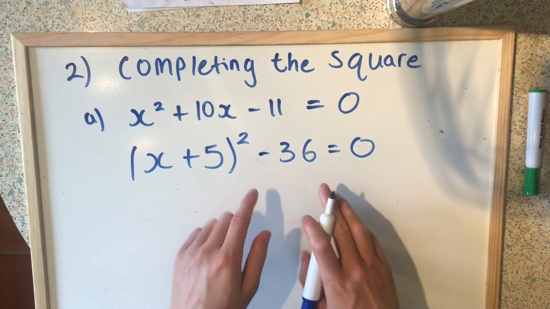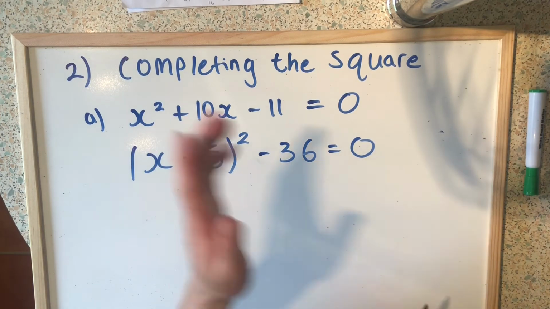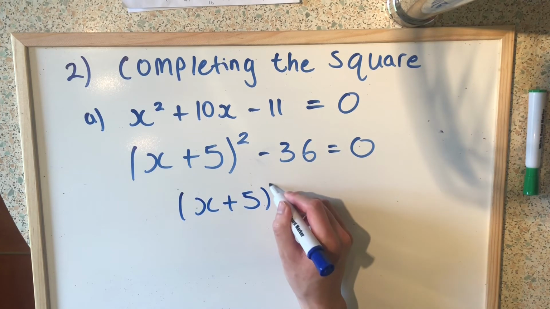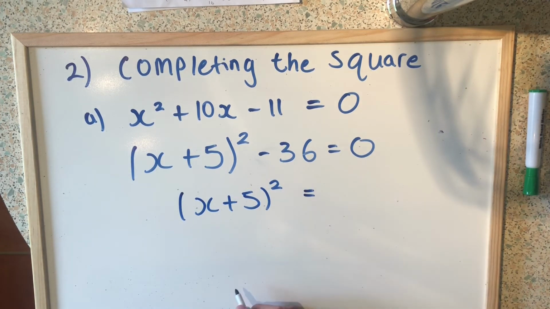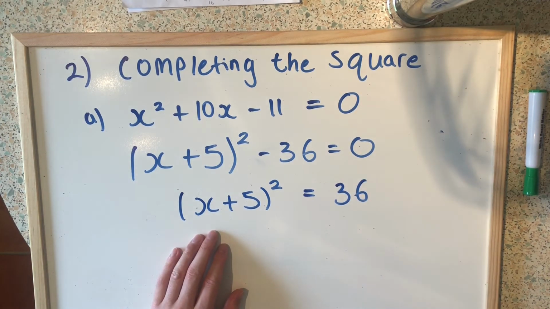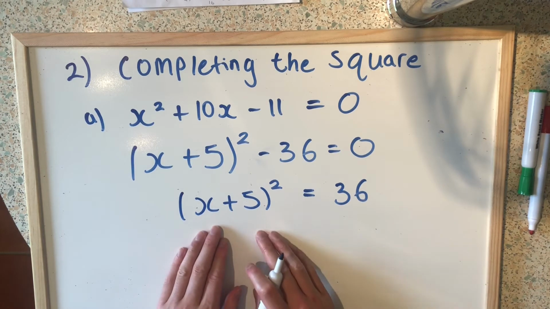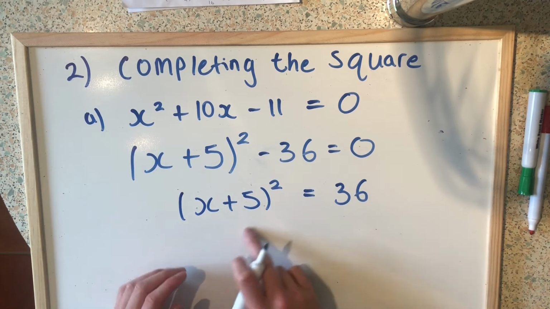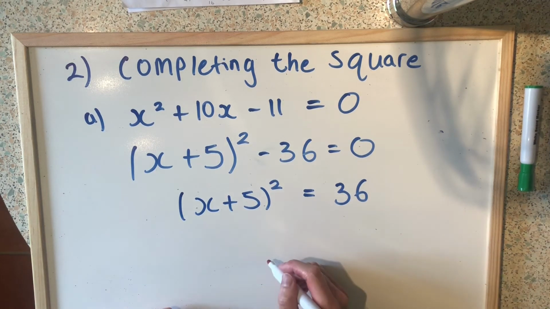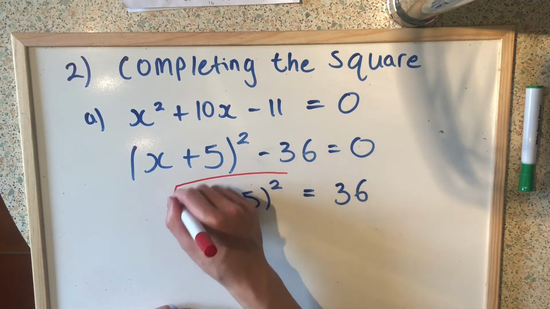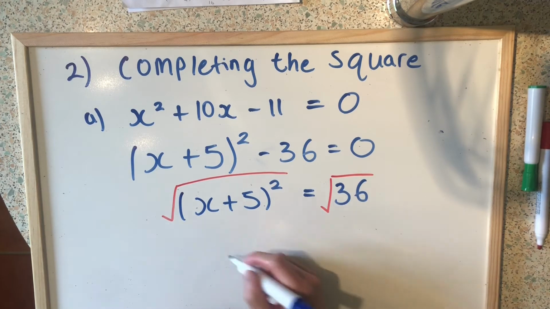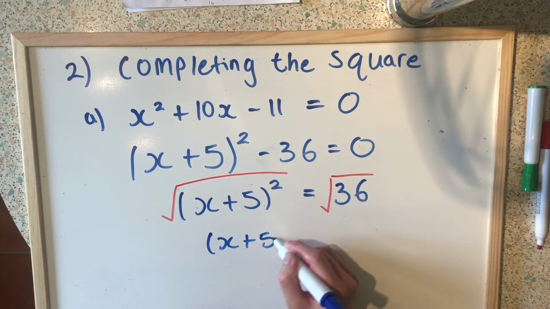So now what we're going to do is move this number over to the other side. So we're going to have x plus 5 squared equals, plus 36 on both sides, equals 36. So now we're left with x plus 5 squared is 36. So some number squared is 36. Now if we take the square root of both sides, on this side we're left with just x plus 5.